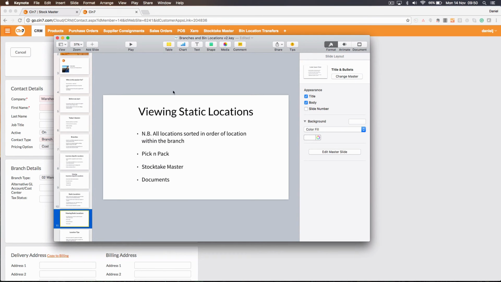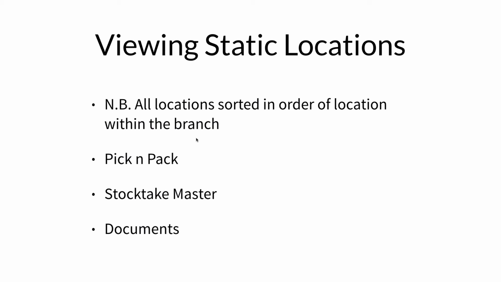So let's take a look. The locations are going to appear in that order in the pick and pack, in the stock take master, as we've just seen, and in documents like the pick slip. So that means that you'll be able to pick your products from your warehouse in the pick and pack in the most efficient way, in the order that we have defined within the branch.